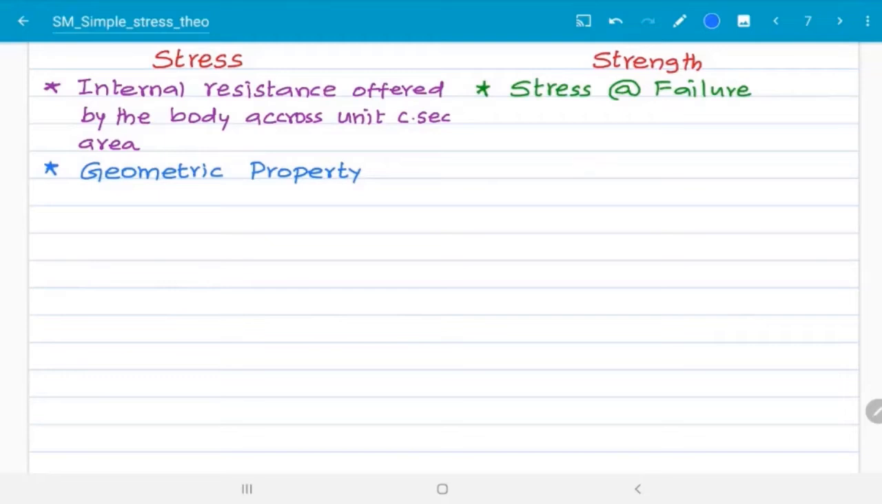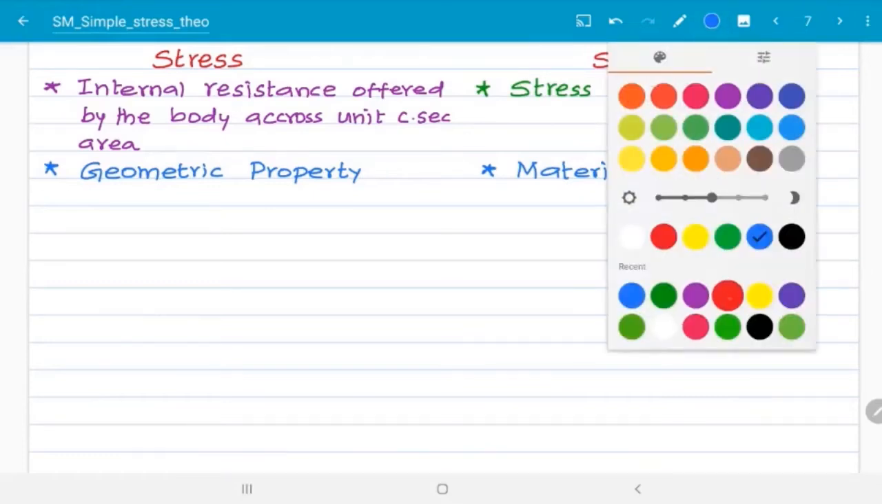Stress is a geometric property. Strength is which property? Answer please. Strength is a material property. Super. Strength is a material property. Okay, right.